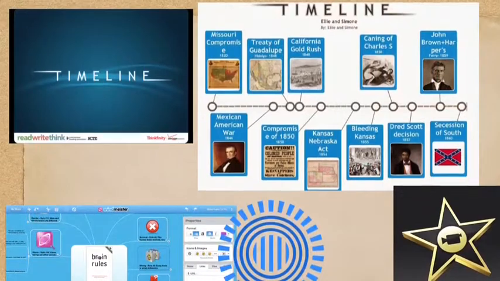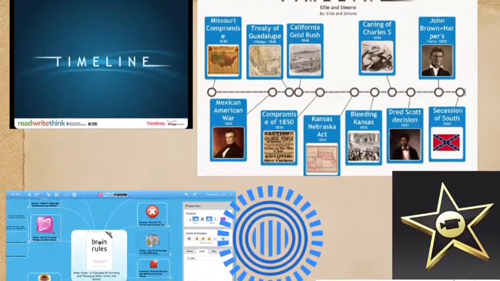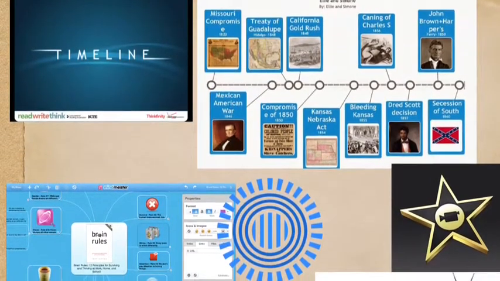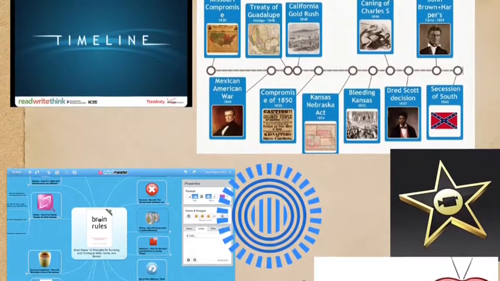In the last week, the students will be creating the 2 products that have a grade. The first product is a timeline. The students will use the Read, Write, Think website to create a timeline with pictures and words that maps out all of the events they have learned throughout the unit.